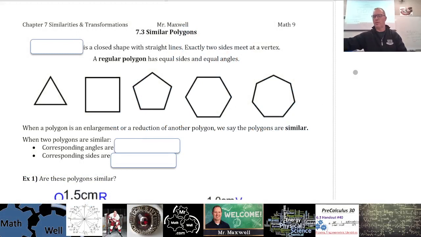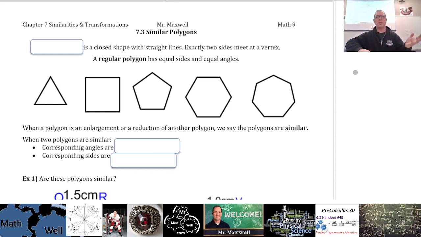All right, so we're taking a look at 7.3, similar polygons. We've talked about similar polygons before. When something is the exact same shape but a different size, we've talked about that as being either an enlargement if it gets bigger. If the representation is bigger, the scale diagram is bigger, it's an enlargement. And if the scale diagram is smaller, it's a reduction.